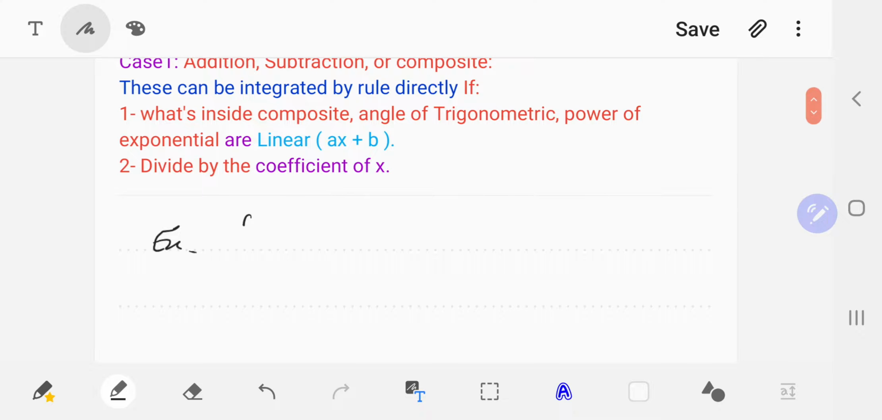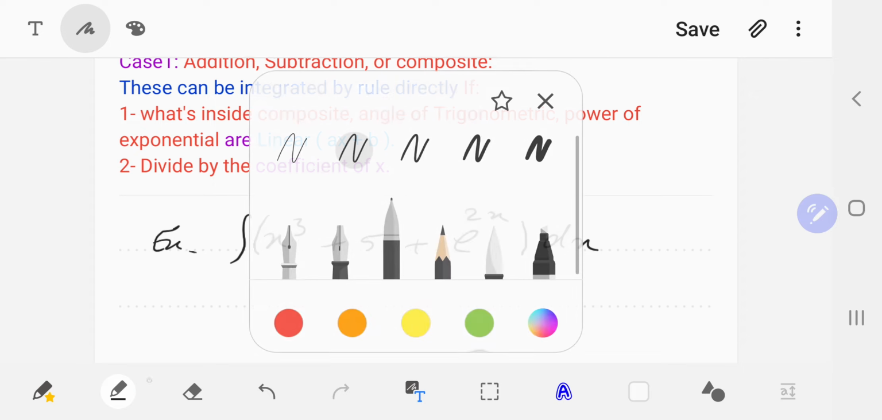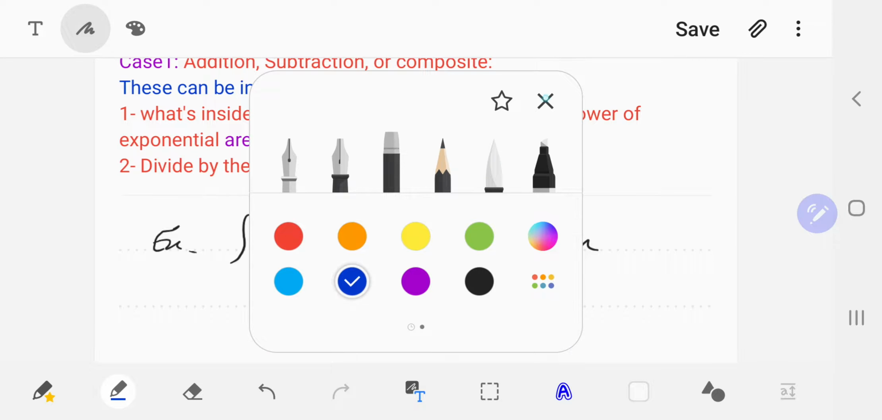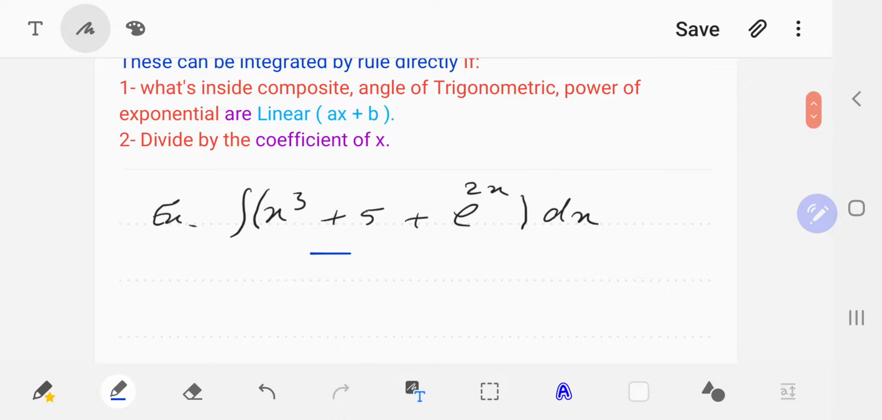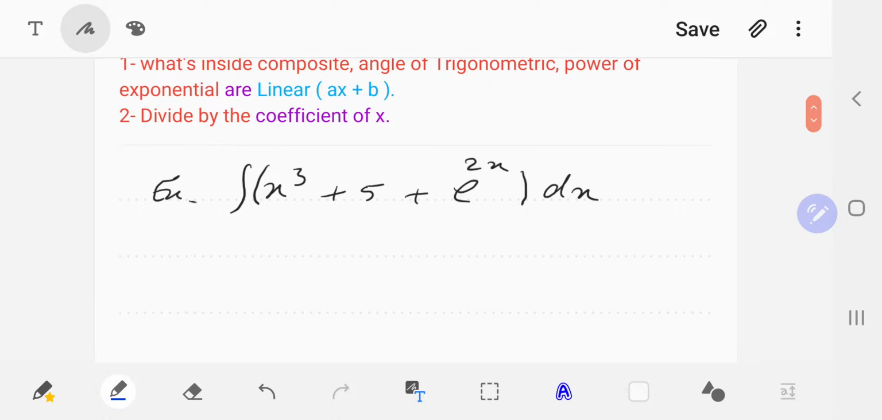Let's say that I have an integration of x cubed plus 5 plus e to the power of 2x, for example. Of course, depending on x. Now, how would I integrate this? I have to look at the function. Is it ready? Does it have radicals? No. Does it have power in the denominator? No. Does it have an identity? Also no, which means my function is ready.